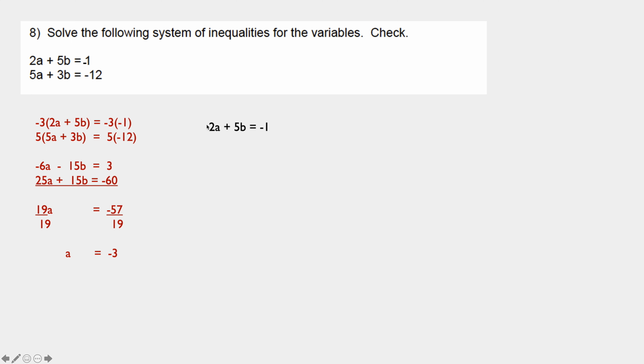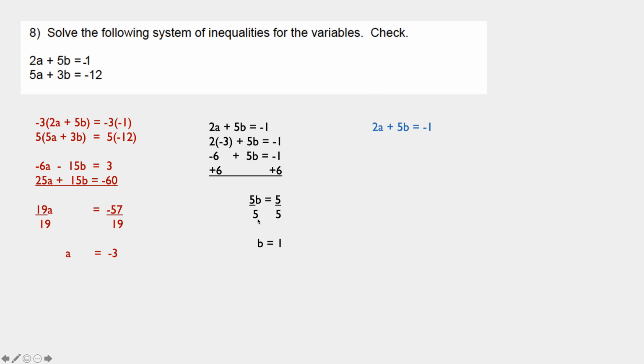So 2a plus 5b is negative 1. I'm going to substitute in the negative 3 for a. So 2 times negative 3 is negative 6, plus 5b is negative 1. Adding 6 to both sides, 5b is 5. Dividing by 5, b is 1. Looking good. Now, the last thing we need to do is check this guy.